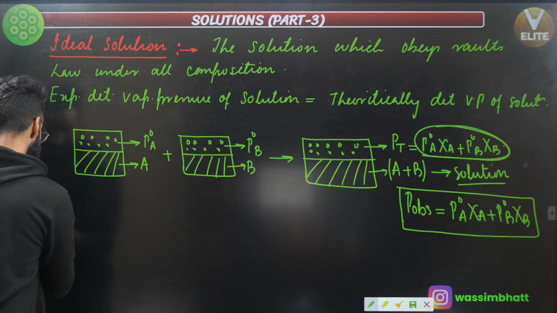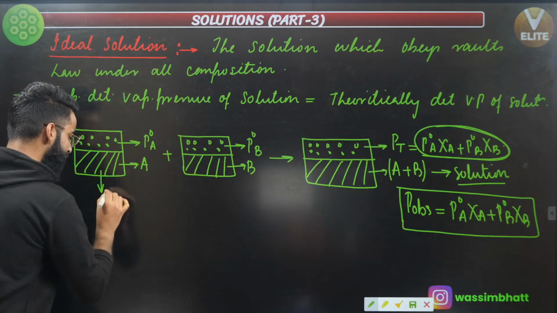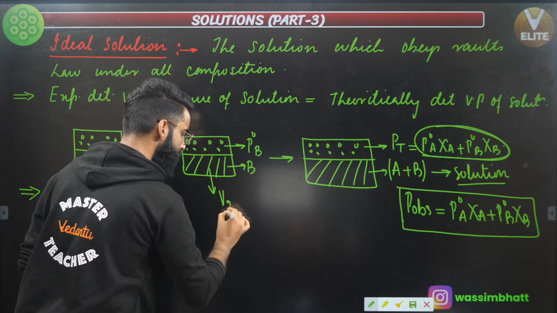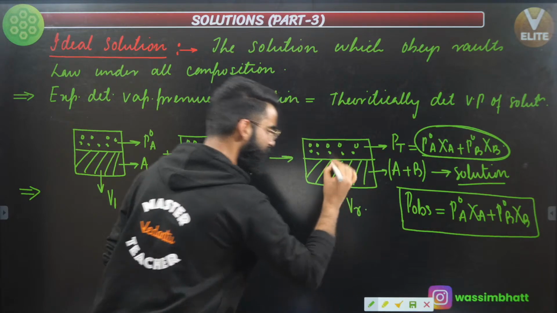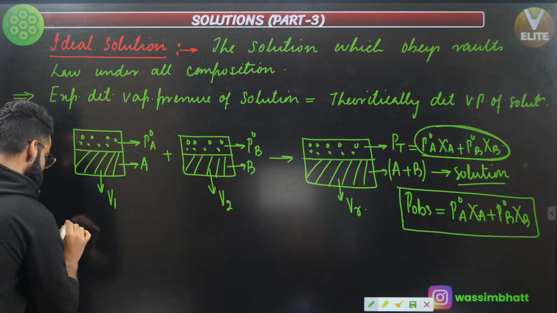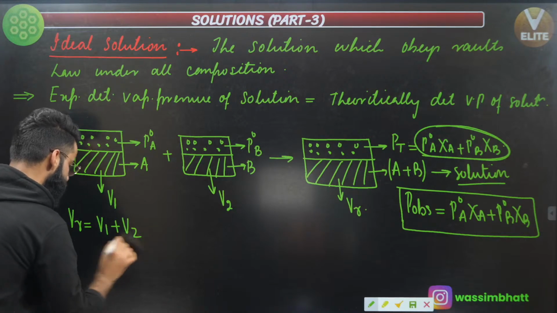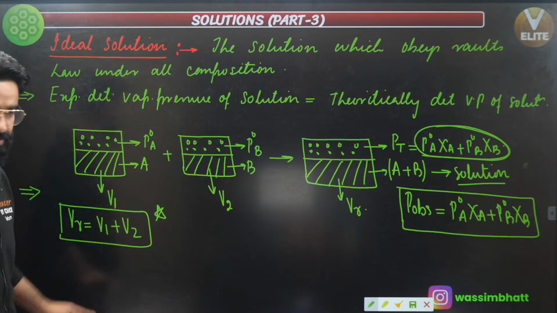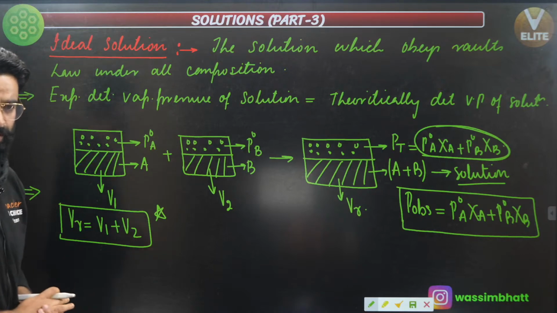Point number two, guys, understand. In case of ideal solutions, understand properly. See, let's assume the volume of this liquid A is equal to V1, and the volume of this liquid B is equal to V2. Let's assume the resulting volume of this solution I'm representing by VR. Remember, in case of ideal solution, the resulting volume of the solution is equal to V1 plus V2. Remember, this is one characteristic feature of your ideal solutions. The resulting volume of this solution will always be equal to V1 plus V2.